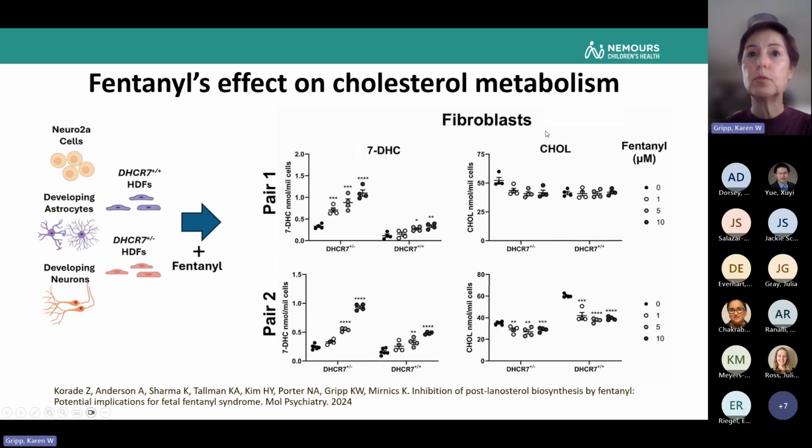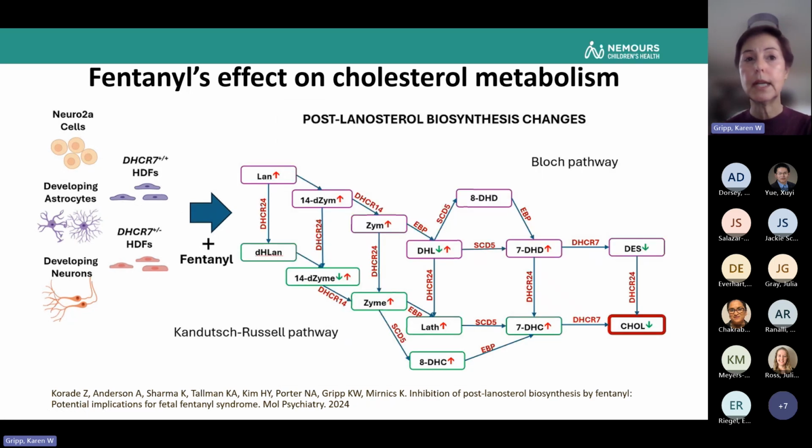Similar findings here on the human fibroblasts. These here are fibroblasts from parents of a child with Smith-Lemli-Opitz syndrome. These are from typical individuals. And you see that increasing fentanyl exposure increases the 7-dehydrocholesterol more so in the parent of a child with Smith-Lemli-Opitz syndrome compared to a typical individual. And here is the same experiment with cells from different individuals, same effect. So again, you see the effect that fentanyl has on the cholesterol metabolism.